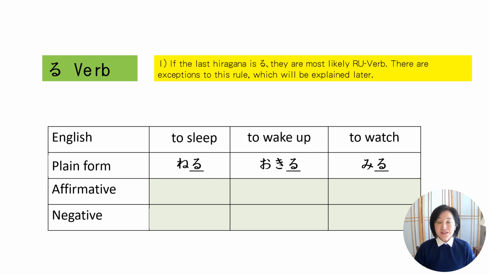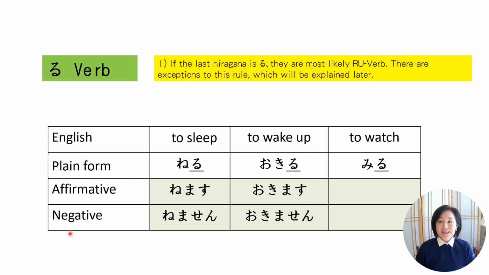Let's fill this chart with correct polite forms. So, to sleep, 寝る. Please give me the polite form affirmatives. 寝ます. Negative. 寝ません. How about to wake up? 起きる affirmative. 起きます. Negative. 起きません. To watch, 見る, affirmative. Negative 見ません. そうです。いいですね.